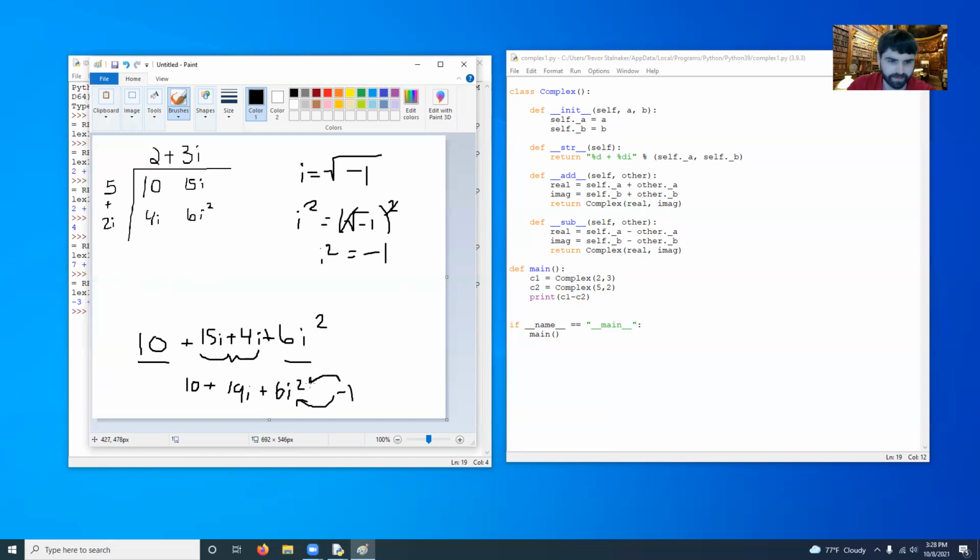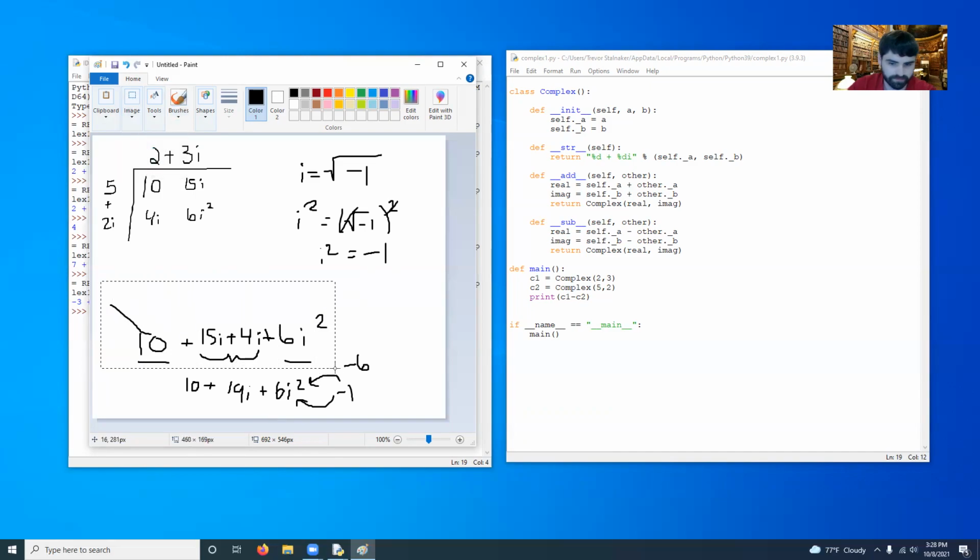So that's the same thing as -6. Does that make sense? So i squared is -1, because the square of the square root of -1 is -1. So we multiply -1 by the 6 that's in front of this, and then we end up with 10 plus 19i minus 6.